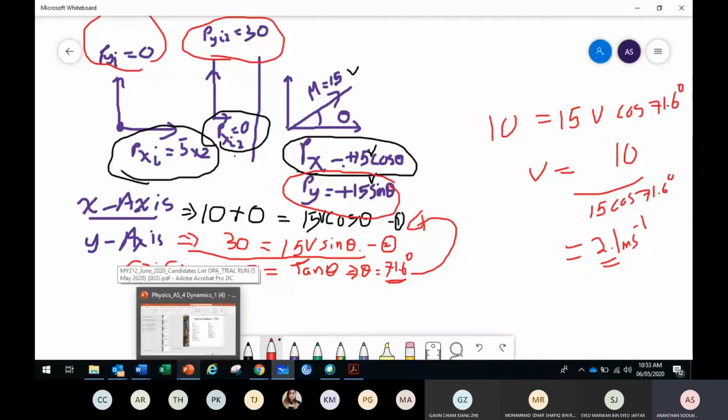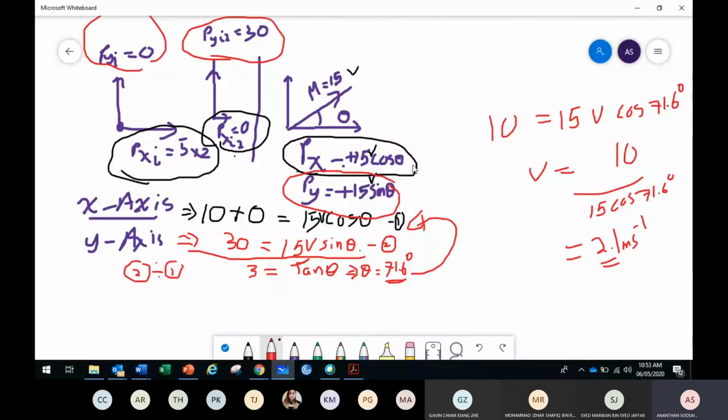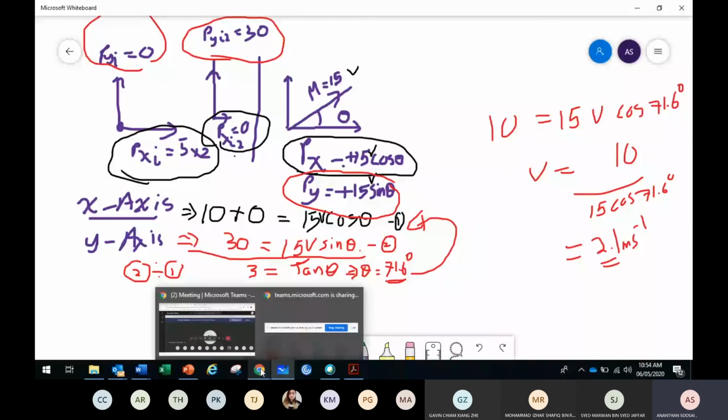Any problem with the working? Do you understand what you should do? Momentum must be resolved in horizontal and vertical. Why do you need to resolve? Because it's a two-dimensional collision. By resolving along two axes, you get two momentum equations based on conservation of momentum. From there, they can ask questions with two unknowns now. Last time it was not possible. Any questions?